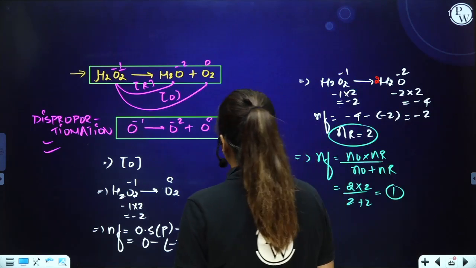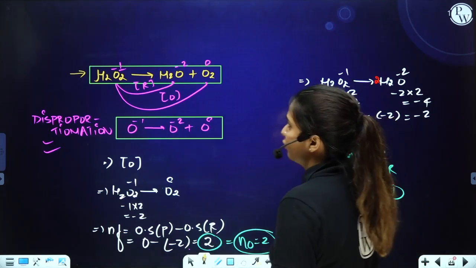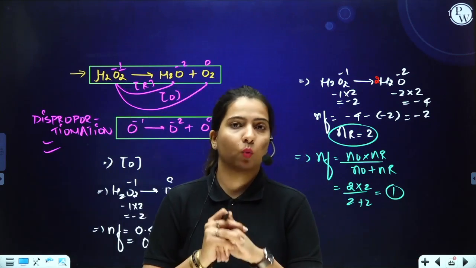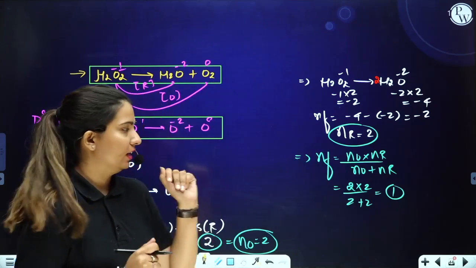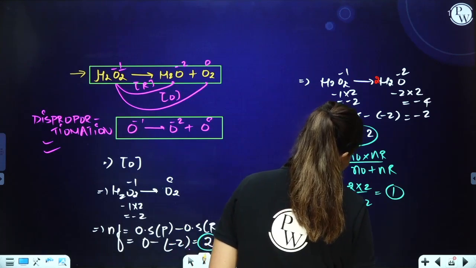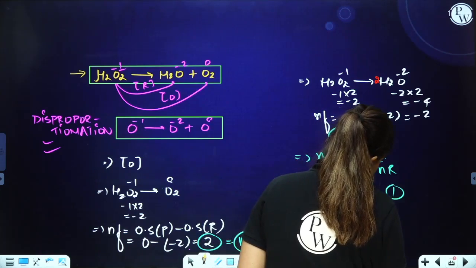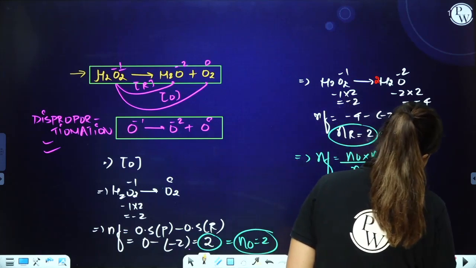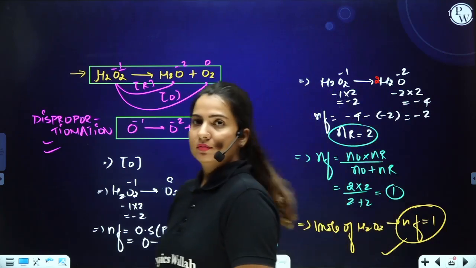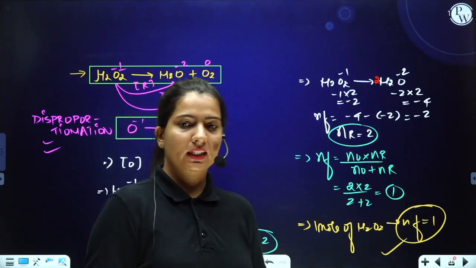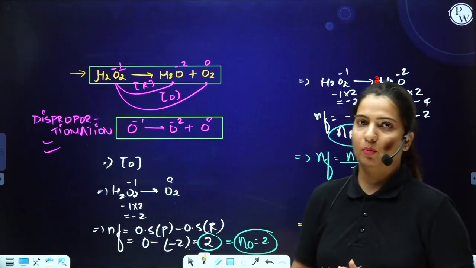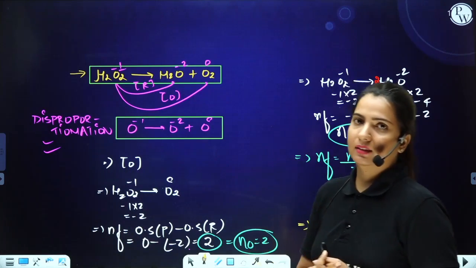So 1 mole of H2O2 when it dissociates to give H2O plus O2, what is the number of electrons exchanged? It is 1. So N factor is 1 for H2O2. Do not forget this thing. 1 mole of H2O2 has its N factor equal to 1. I hope this is clear to everyone. This is something very, very important and it is being asked. NO into NR upon NO plus NR. Okay.